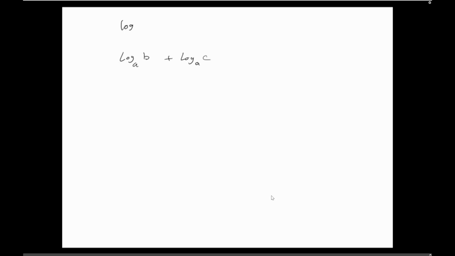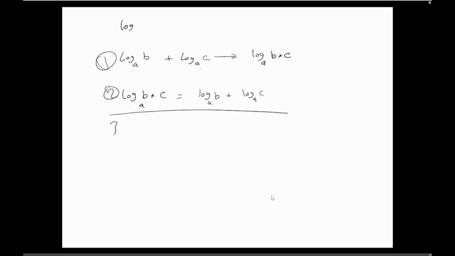And since they have the same base, what we could do is get their multiplication, b multiplied by c. And you could do the opposite. If you had something like log b multiplied by c, then you could get log b plus log c, since they have the same base. And this was the first, the second. Now let's go for the third one.